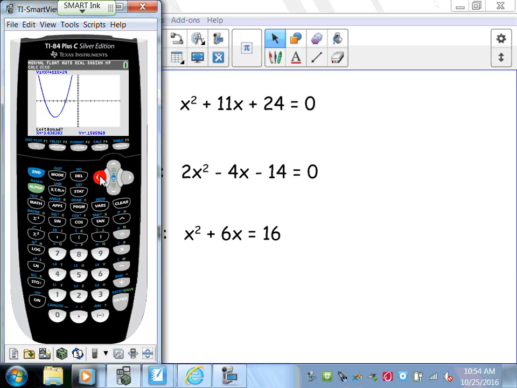All right? And so again, just put the dot as close as you can to the answer and go left, enter, right, enter, enter.